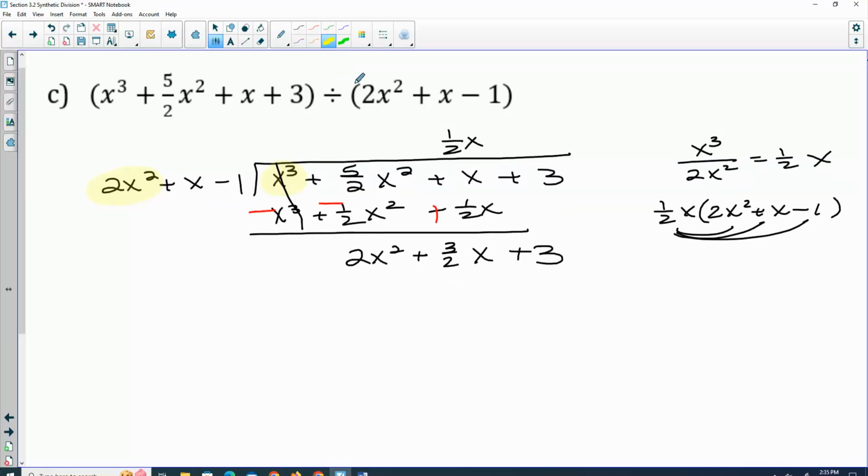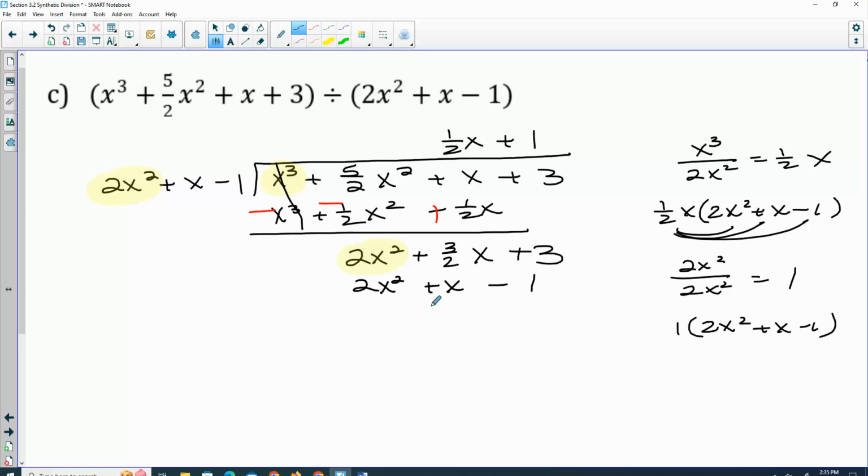So now we divide. What is 2x squared divided by 2x squared? 1. So then we take 1 times that whole thing: 2x squared plus x minus 1. What do we do from here? Switch our signs.